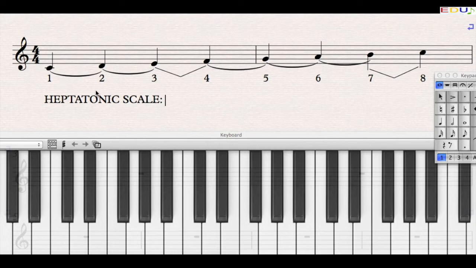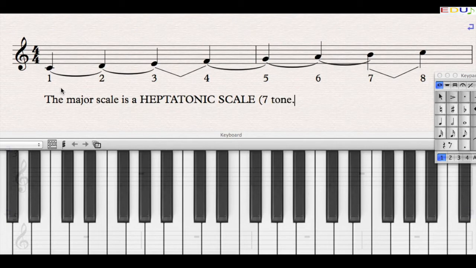This major scale is just one of the heptatonic scales. There can be many heptatonic scales. There are Western heptatonic scales. There are Indian heptatonic scales. But this heptatonic scale is by far the most used in the Western world. So the major scale is a heptatonic scale. 7 tone steps.